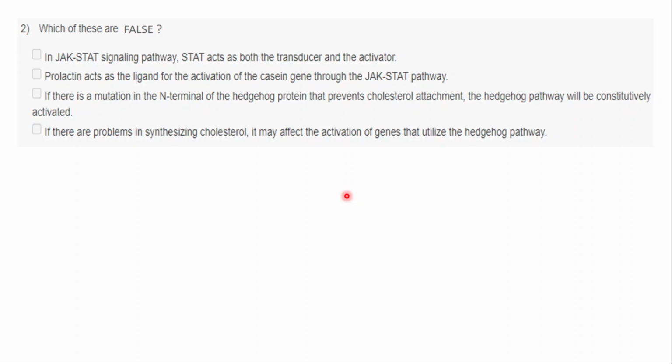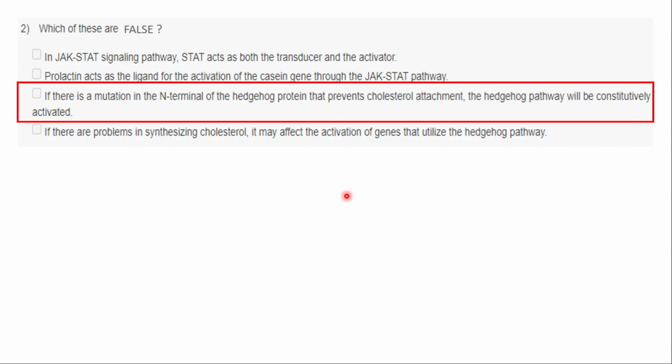Now let me reveal the correct answer. Ajay is very correct. Option 3 is the correct answer. Option 3 is a false statement. If there is a mutation in the N-terminal of the hedgehog protein that prevents cholesterol attachment, the hedgehog pathway will be constitutively activated is a false statement. Rather, the hedgehog pathway will be constitutively deactivated. And we will understand all these statements about the JAK-STAT pathway as well as the hedgehog pathway in the upcoming slides.